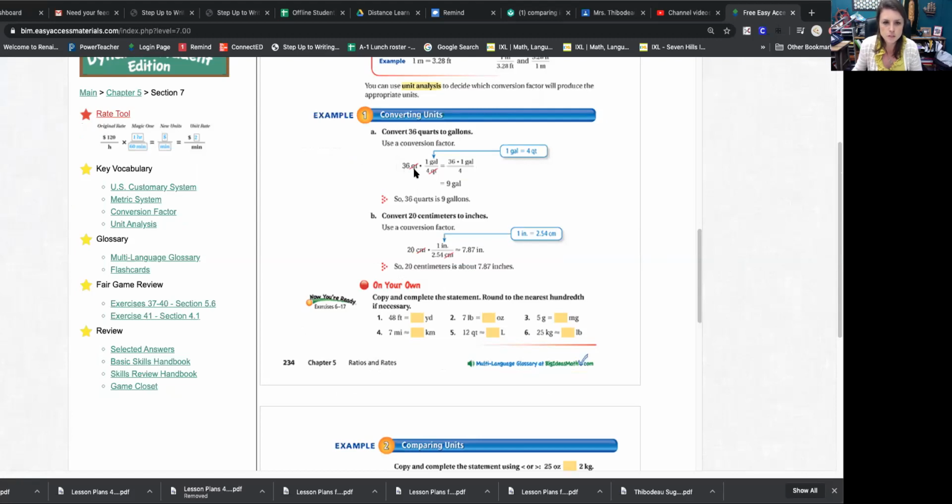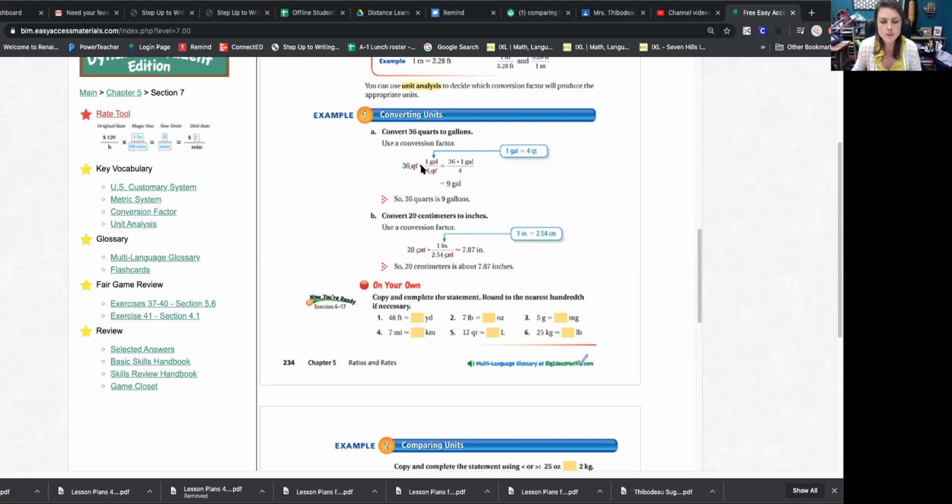So 36 QT, or quarts, over 1 is how I do it, and then multiply by the conversion factor. You look in the back of your book or online to find the gallons, because it wants us to go to gallons. So you want to find the relationship or the ratio of gallons to quarts. I find that 1 gallon is worth 4 quarts. So for every 1 gallon, there's 4 quarts. You want to really make sure that when you set up your conversion factor, the quarts are diagonal from each other.